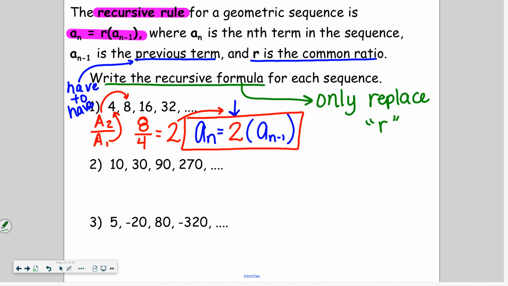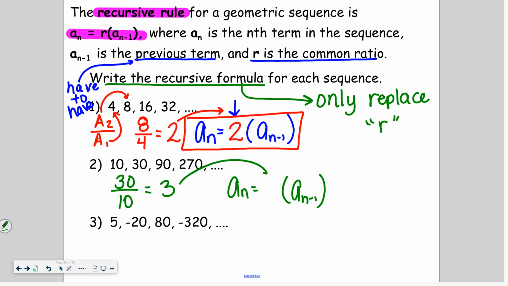Let's try it again. So a sub n, we don't know R yet, but we know that a sub n minus 1 stays. All right? So 30 divided by 10, that gives us 3, and that's what goes right here. Everything else just stays the same.